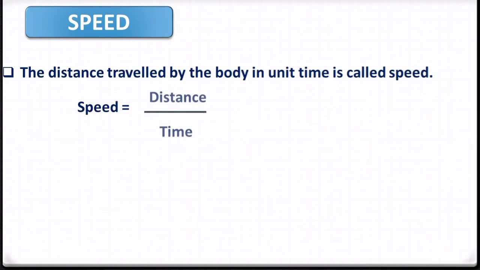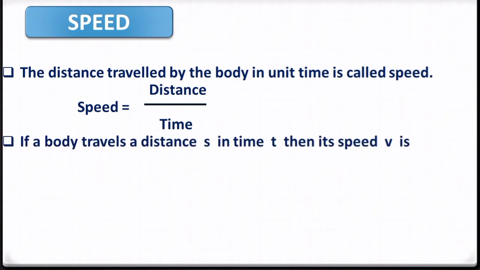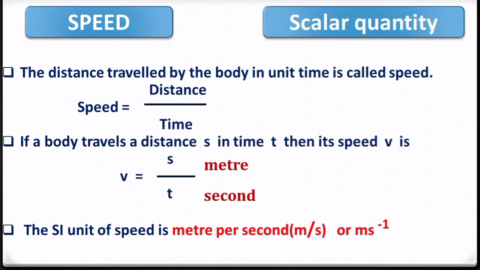Here, if distance is represented by the letter S, time by t, then speed v is equal to s by t. We know that the SI unit of distance is meter and time is second. Hence, SI unit of speed is meter per second. Speed is a scalar quantity. We know that scalar quantities are quantities which can have only magnitude and do not give us any direction.